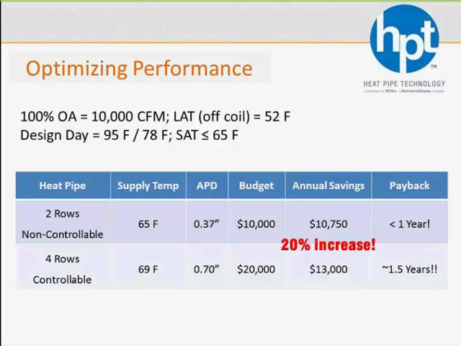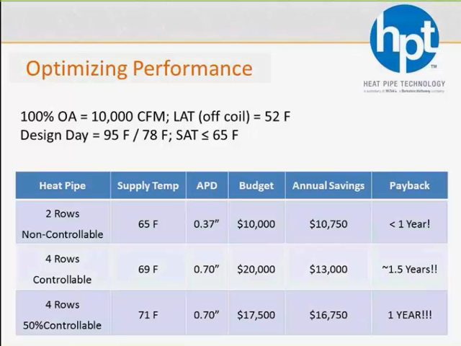But if you're going to want some reheat all the time, well, then why would we put valves on every circuit? You're now paying for valves you don't need. So we can do what we call a partially controllable heat pipe. So let's take this 4-row, and instead of putting a valve on every circuit, let's put a valve on half as many circuits. So the first thing you'll see is that we're actually reheating more.